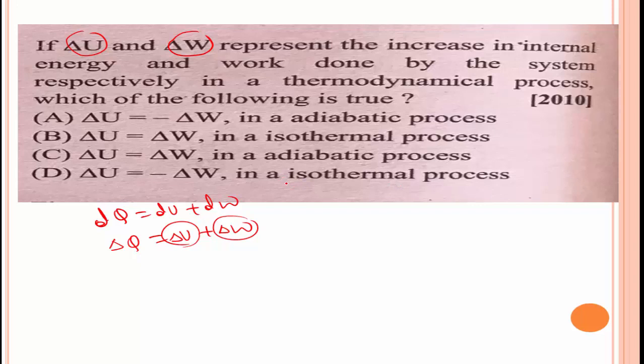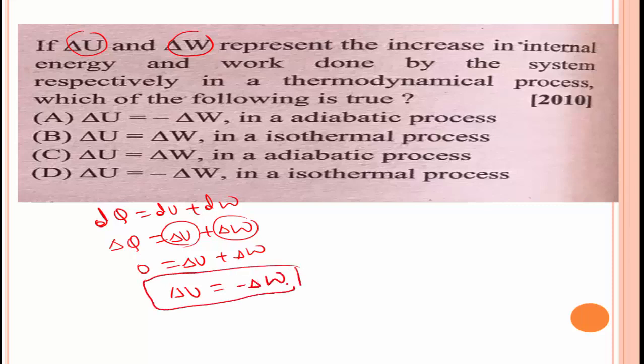In an adiabatic process, there is no amount of heat supplied to the system. Then we get dQ is equal to 0, so 0 is equal to delta U plus delta W. Then delta U is equal to minus delta W. Delta U is equal to minus delta W in case of only an adiabatic process. Therefore, option A is the right answer.